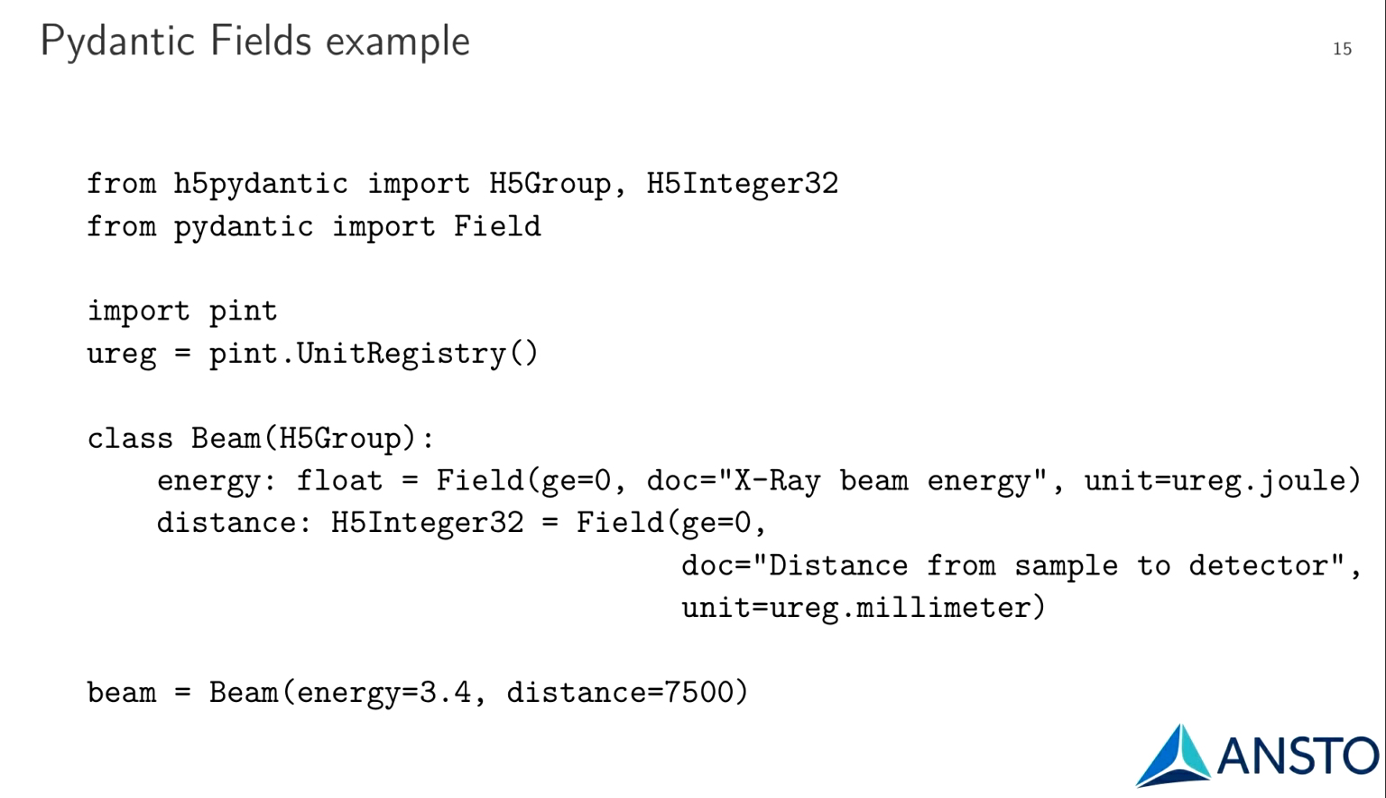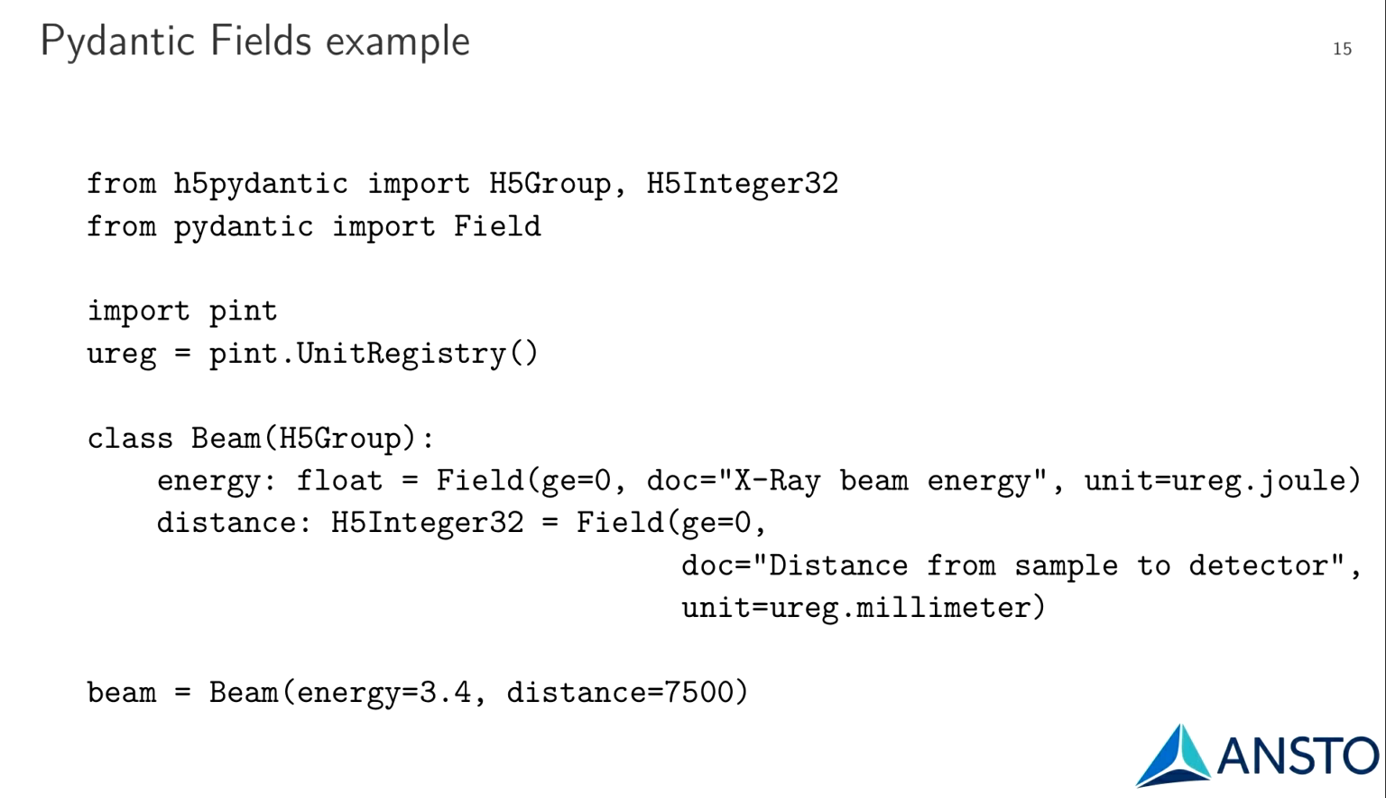And similarly with the distance, we can declare that as a field, our distance from our sample to our detector. It has to be at least 0, can't be a negative distance. And that's all we have to do. Pydantic will check that for us. And we measure that in millimeters.